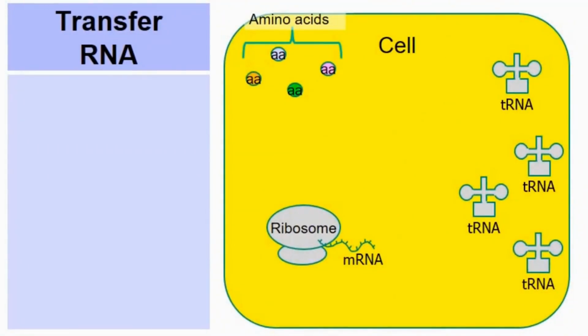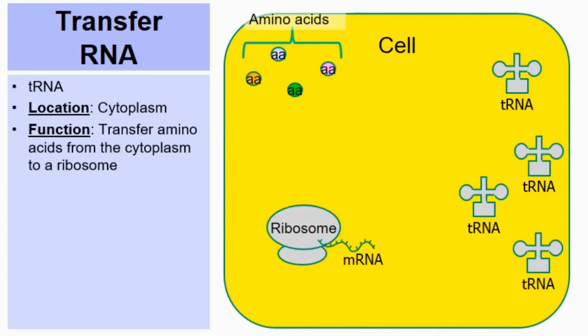Okay, and now for transfer RNA. The T stands for transfer RNA. And the location is going to be in the cytoplasm. What happens is, we said a moment ago the ribosome is going to gather amino acids to make a protein. But how? How does the ribosome actually obtain the amino acids? Well, transfer RNA will pick them up and carry the amino acids over to the ribosome.